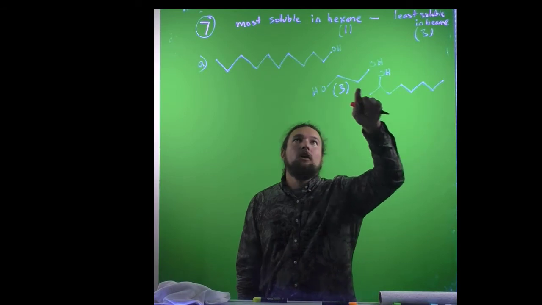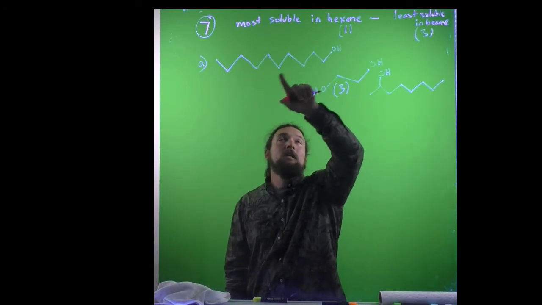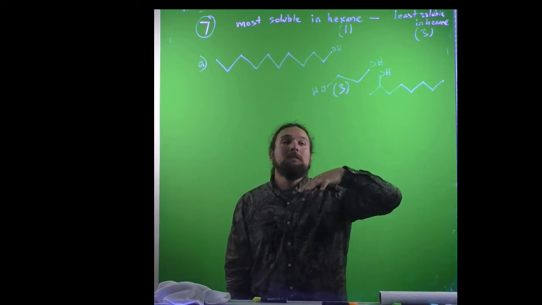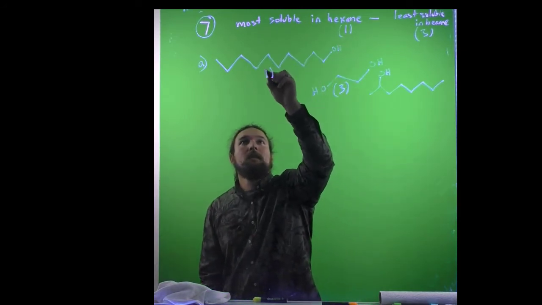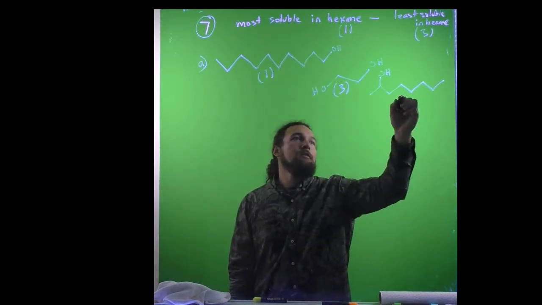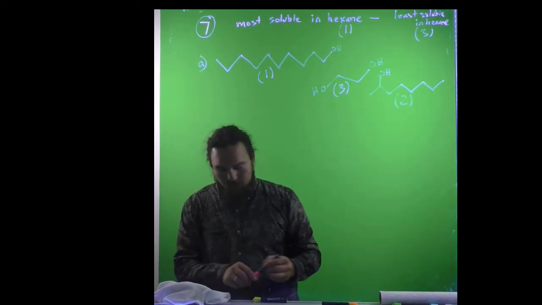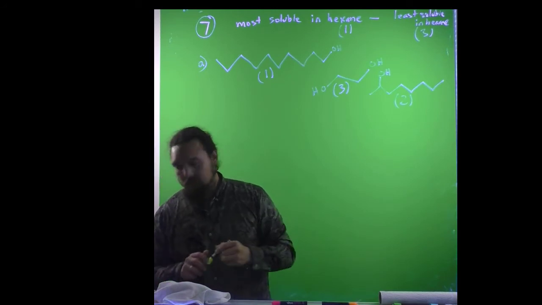Now when we compare this one versus this one, once again, they have the same intermolecular forces, but this has an 8-carbon chain, this has a 10-carbon chain. The more carbons, the more soluble in hexane, and conversely, the more carbons, the less soluble in water. So the most soluble in hexane would be this longer carbon chain, and this one would be in the middle, number 2.